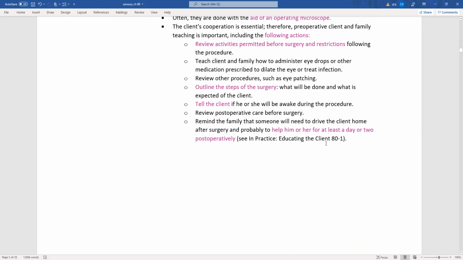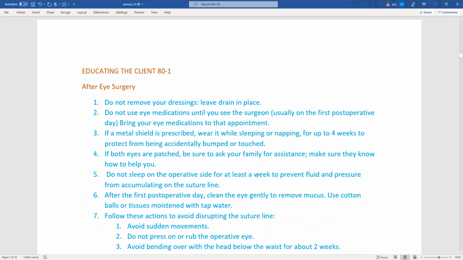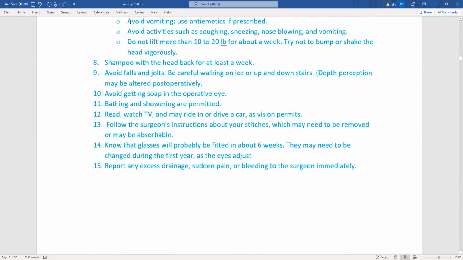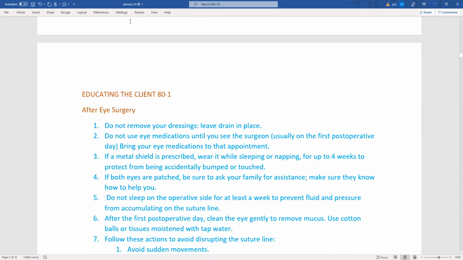And you can also find some information in the practice, educating the client, box 80-1. This is the box. I just typed it up. So, educating the client after eye surgery.